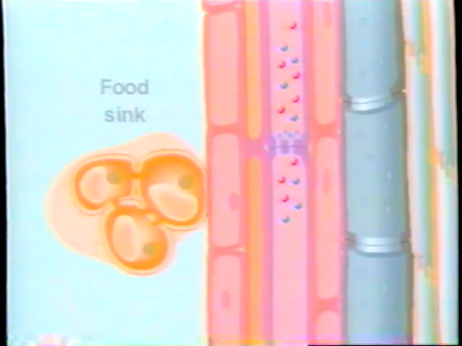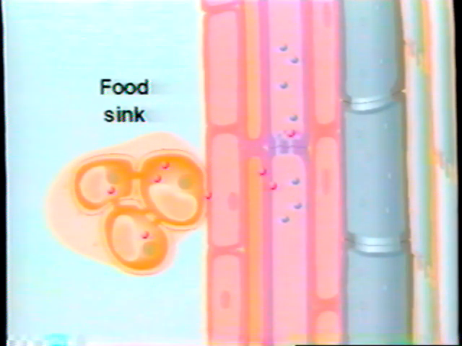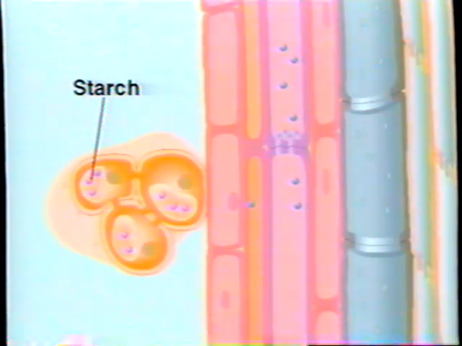Sugar is unloaded at the food sink, such as within a potato, where it is converted for storage or used for energy. Water also leaves the sieve tube since it too is used by the food sink and surrounding tissues. In addition, some water makes its way back into the xylem and is recirculated.